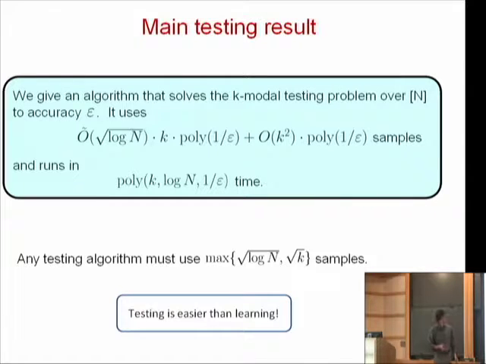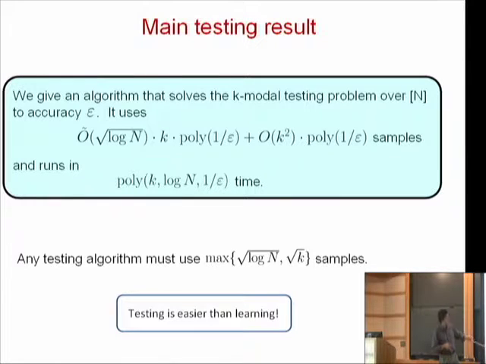The main testing result is we have an algorithm that solves the testing problem. It uses, on the order of up to some log factor, square root log n times k times poly 1 over epsilon samples. And it has also another phase, which is about k squared poly 1 over epsilon samples. It's also computationally efficient. And here the lower bounds aren't quite as tight, but we're in the right ballpark up to these polynomial factors. So we know that any tester for this problem has to use square root log n samples and has to use at least square root k samples.